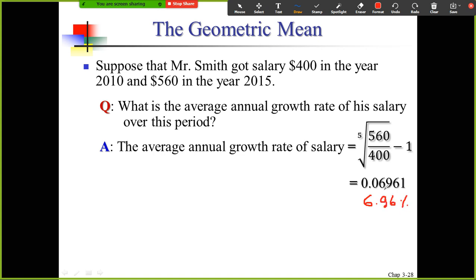Okay, 6.96%. So every year from 2010 to 2011, Mr. Smith's salary increased by about 7%. 2011 to 12 increased by 7%. 12 to 13 increased about 7%. 13 to 14 increased about 7%. 14 to 15 increased by about 7%. I say about 7% because this is 6.96.